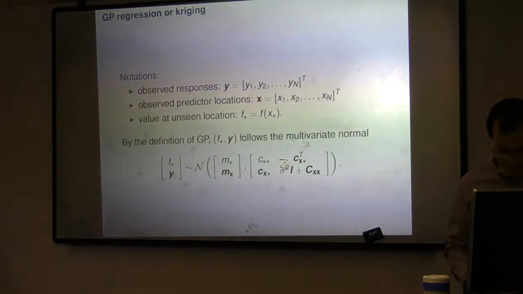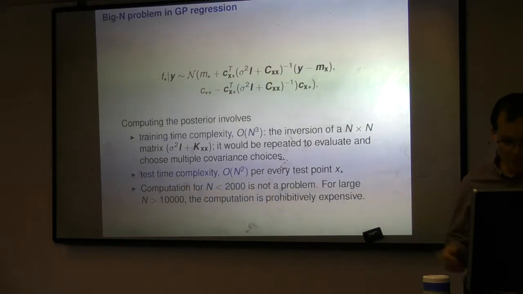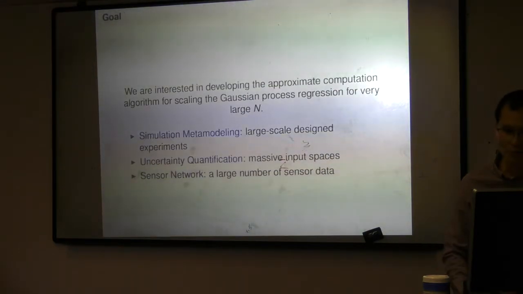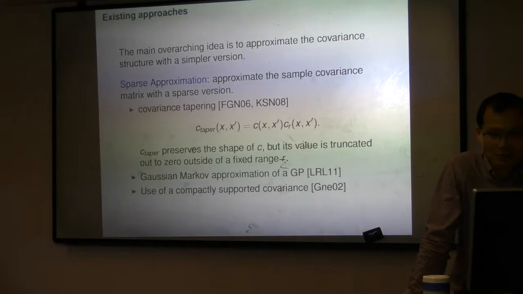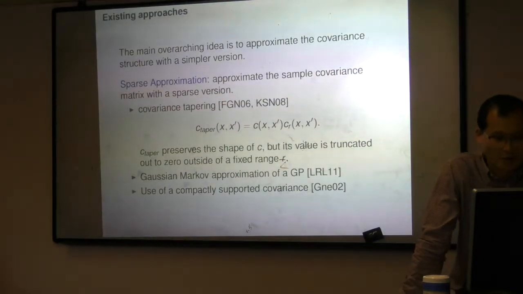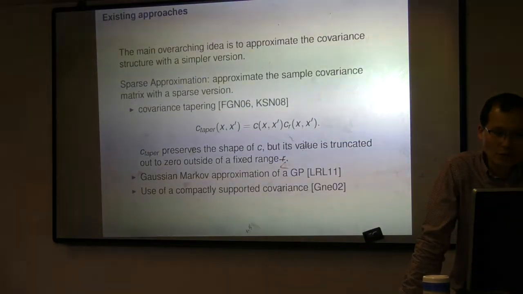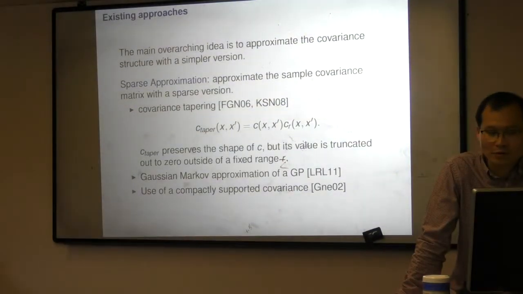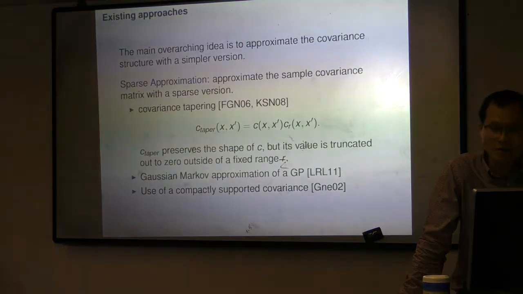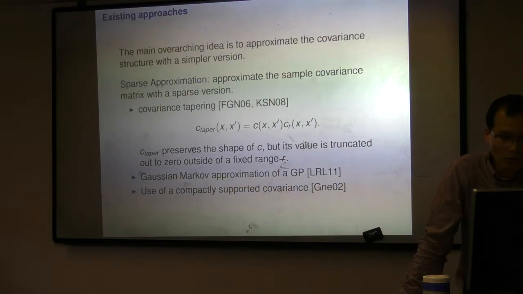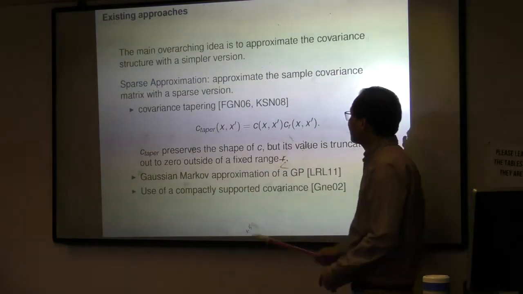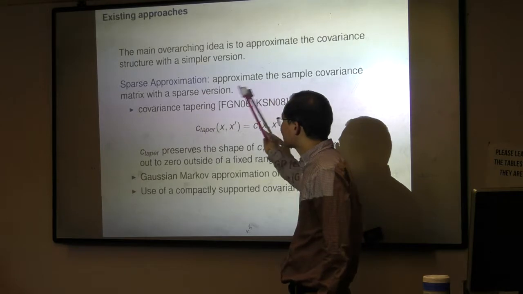So I'm just reviewing those approaches. Anyway, this is the complexity, and we try to develop some approaches. Some existing approaches come under sparse approximation. The major issue in the computation is the inversion of the large sample covariance matrix, and what people like to do is approximate that sample covariance matrix with some more easily invertible form in terms of computation. One way of doing that is approximating the dense covariance matrix with some sparse version.